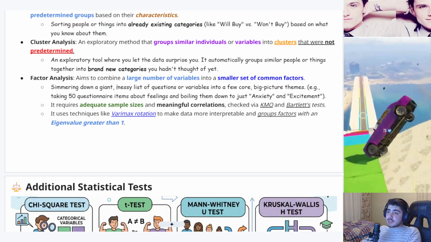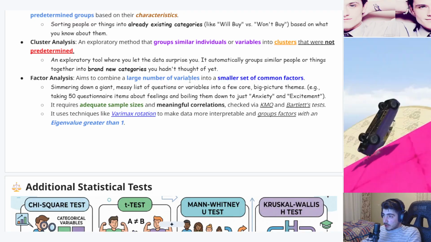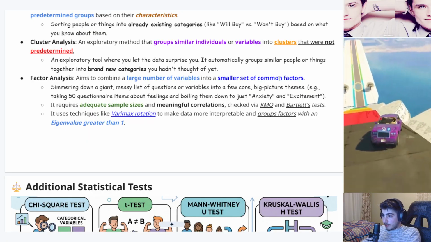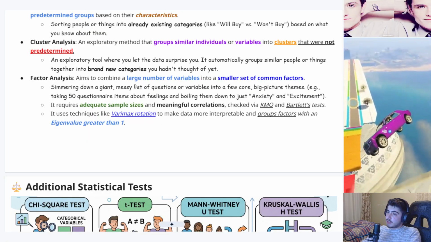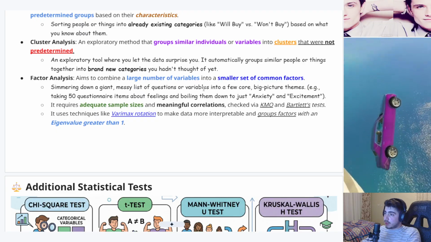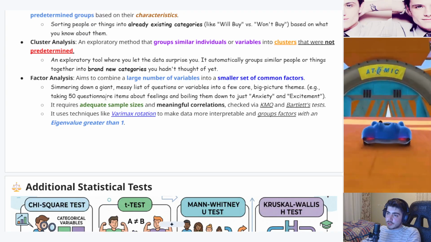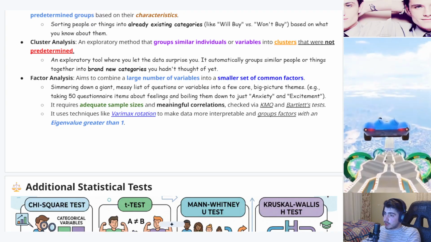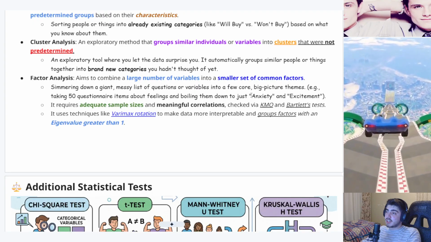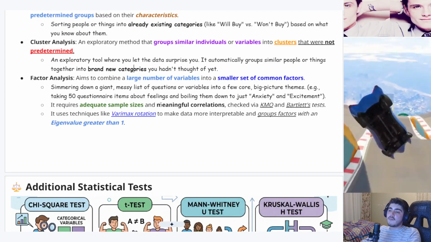Factor analysis aims to combine a large number of variables into a smaller set of common factors, simmering down a giant messy list of questions or variables into a few core big picture themes, like taking 50 questionnaire items about feelings and boiling them down to just anxiety or excitement.